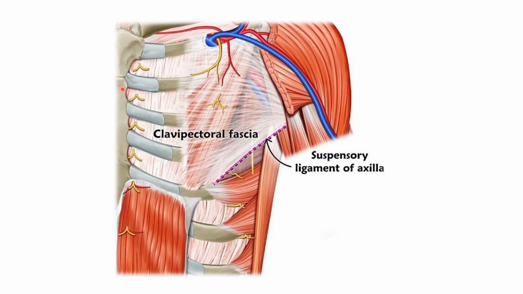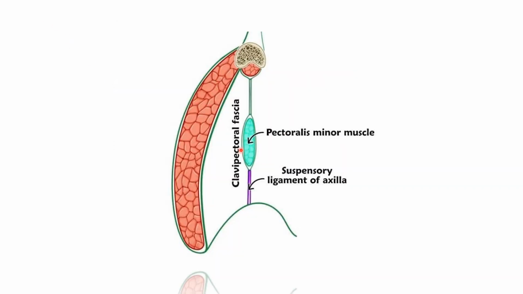So these are the structures piercing the clavipectoral fascia. Now in the cut section you can see the vertical extent of clavipectoral fascia. In its vertical extent, it divides into two layers and encloses the subclavius muscle. The anterior and posterior laminae get attached to the subclavian groove of clavicle.